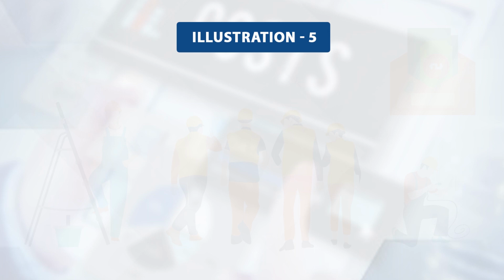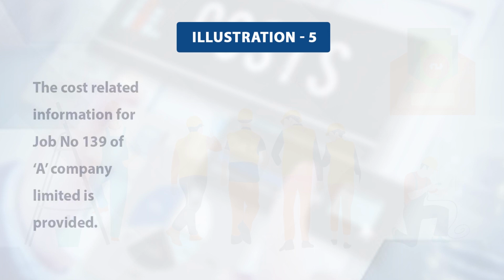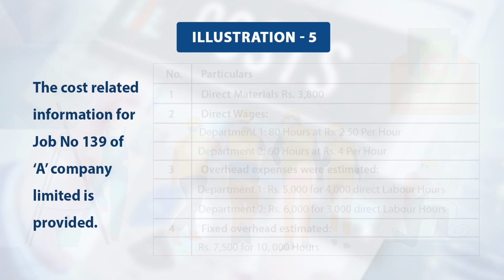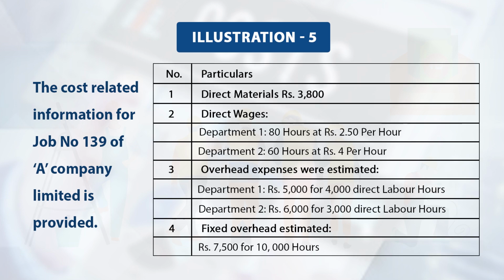Now let's discuss another illustration, number 5. The cost related information for job number 139 of A Company Limited is provided. Direct materials rupees 1,300; direct wages: Department 1, 80 hours at rupees 2.50 per hour, Department 2, 60 hours at rupees 4 per hour. Overhead expenses were estimated: Department 1 rupees 5,000 for 4,000 direct labor hours, Department 2 rupees 6,000 for 3,000 direct labor hours.